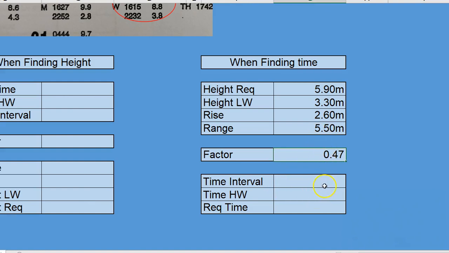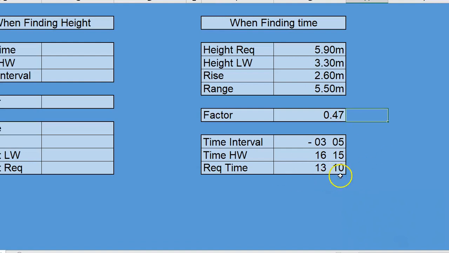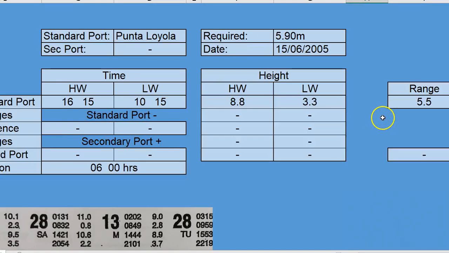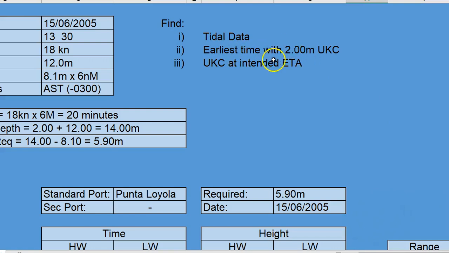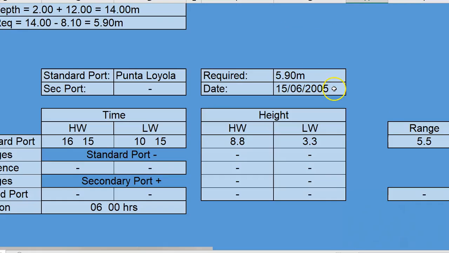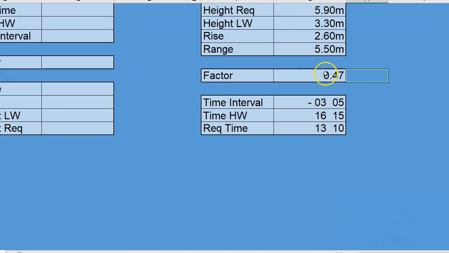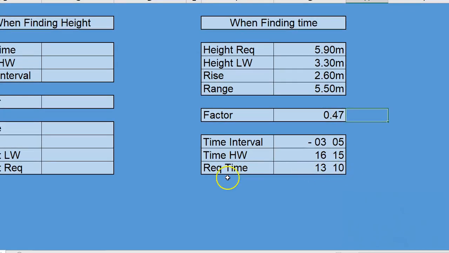So if we go back down here, we know that the time at high water was 16:15. The time interval that we read off the graph there was minus 3 hours and 5 minutes, and that gives us the required time that we just found on the graph, of 13:10. So if we go back to this initial question, it asks for the earliest time that we will have a 2-meter clearance. And that's what we just found on the graph there. So we worked all the way down our graph. We started with a height, we worked back down, and that got us to a time of 13:10. So that is the answer to that question.